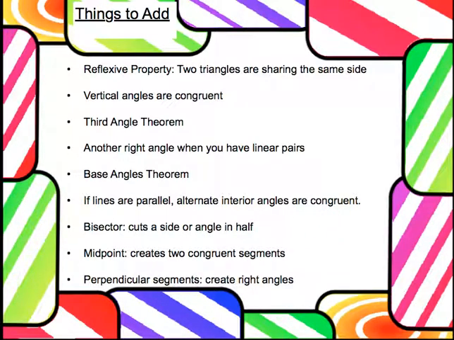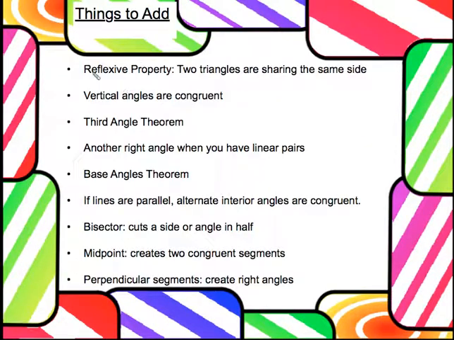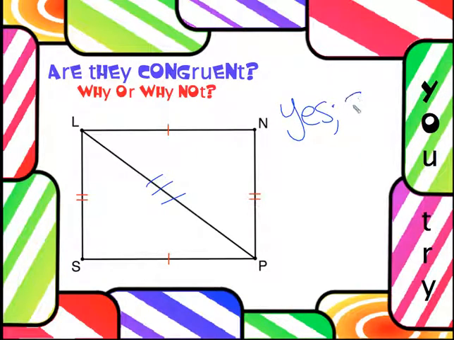So let's look at our pictures where we might have to add something and see if we could add any of these things. The first thing I see here is that we have two triangles, and LP is both in this triangle and this triangle. So it would be congruent to itself. You can mark it congruent to itself because of the reflexive property. And that is side, side, side. All three sides of this one are congruent to all three sides of this one.